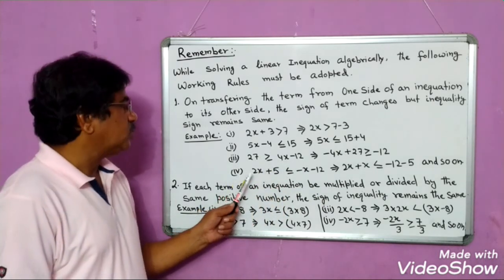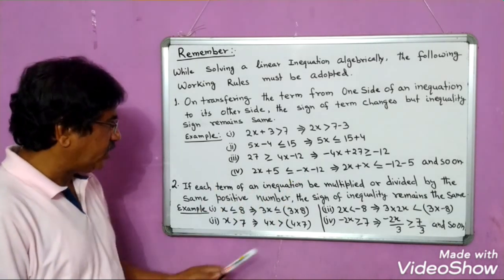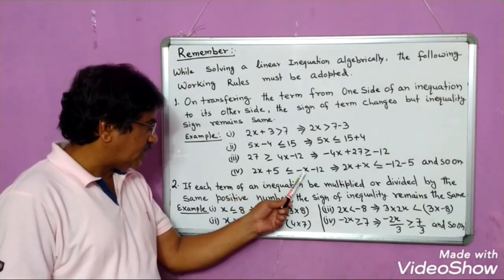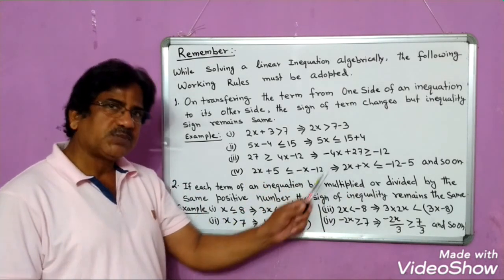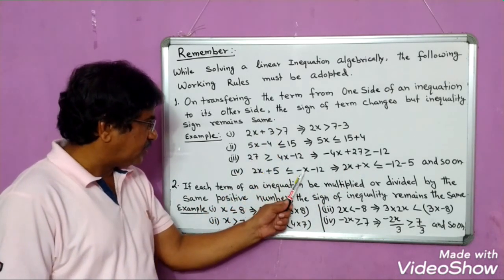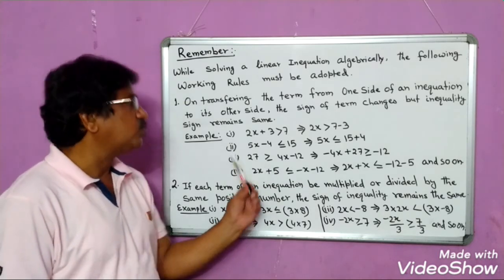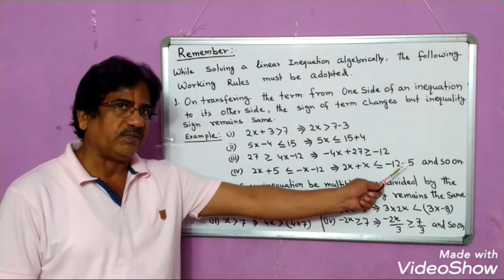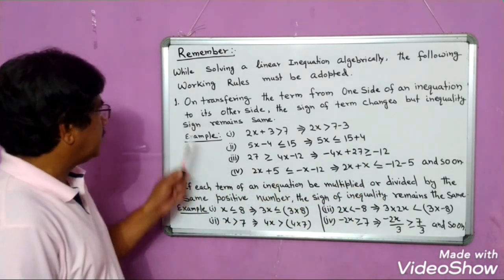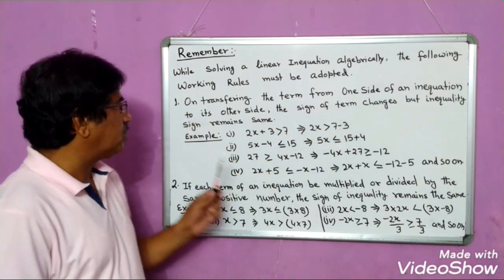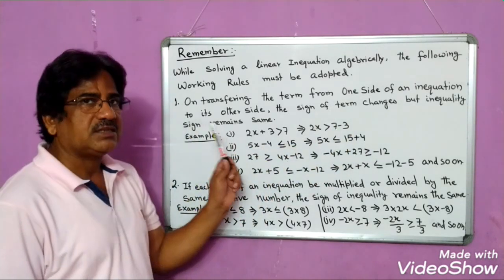Take another example. 2x plus 5 is less than or equal to minus x minus 12. Now here I am going to transfer this minus x to the left side and plus 5 to the right side. As per the rule, when I take this minus x to the left side, it will become plus x. At the same time, I am going to take this plus 5 to the right side, so it will become minus 5. But see, the inequality sign remains the same. So keep it in mind that on transferring a term from one side of an inequation to the other side, the sign of the term changes, but the inequality sign remains the same.